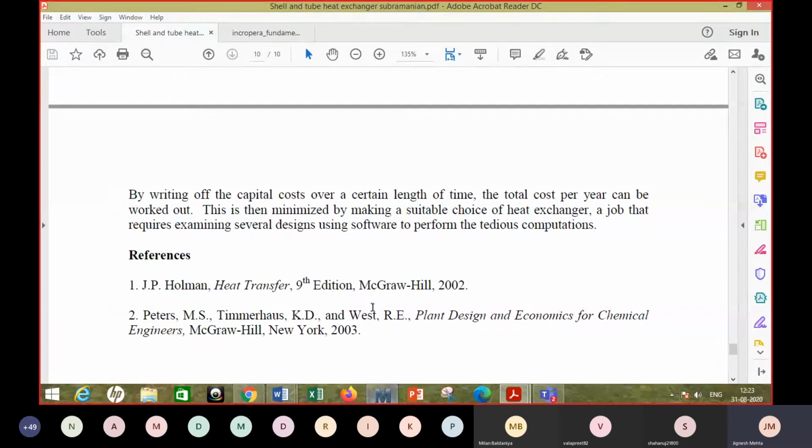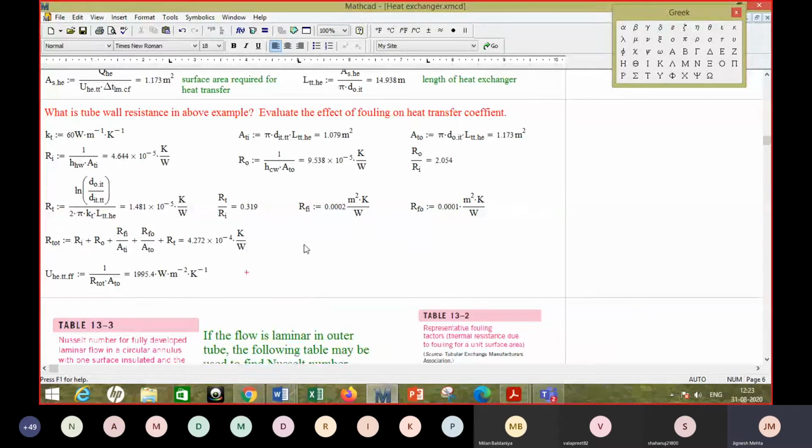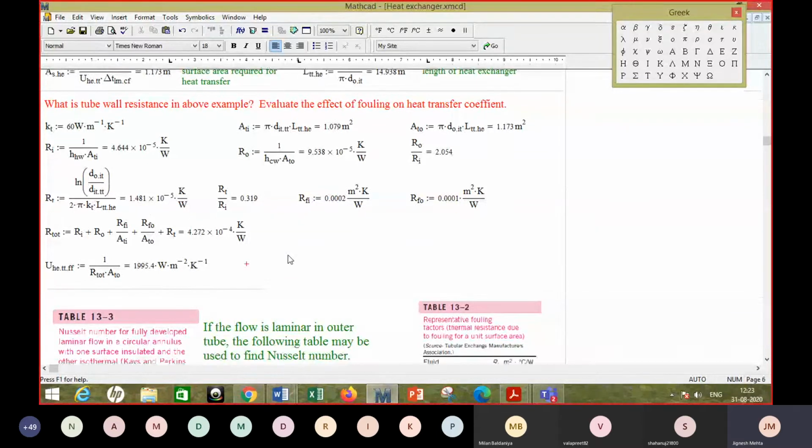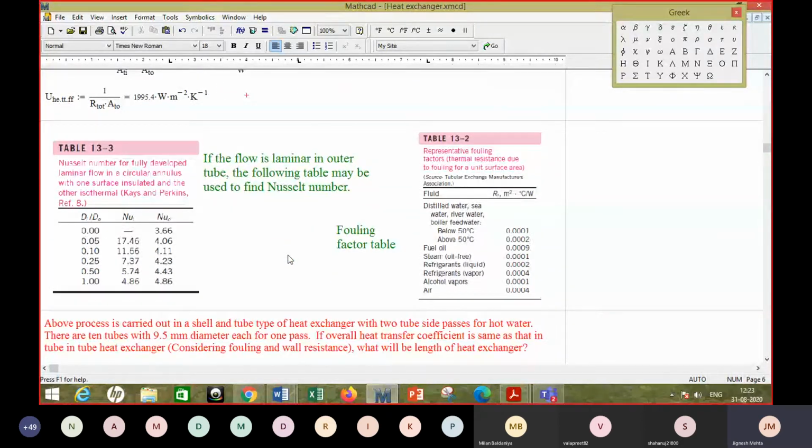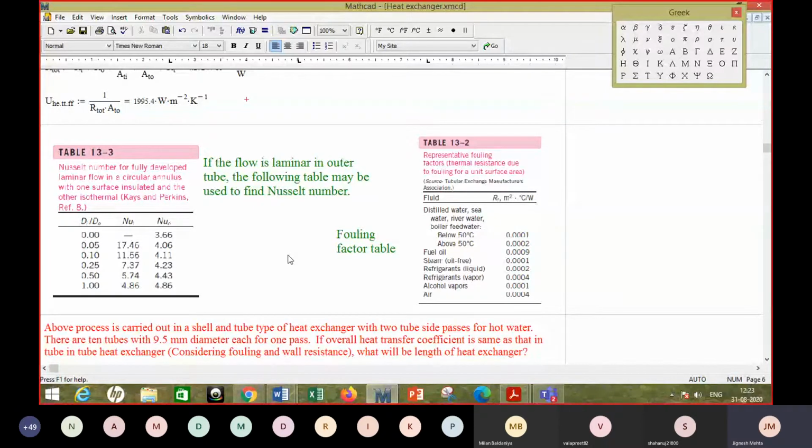Okay, so now what we are going to do is take the previous example as the base and solve it for shell and tube type of heat exchanger configuration, right? So you can read this data, typed in red color. So above process is carried out. I hope you're ready with your tools, right? Your pen, calculator, etc. Above process is carried out in a shell and tube type of heat exchanger. So I'm talking about the same example which we solved for tube in tube type of heat exchanger.